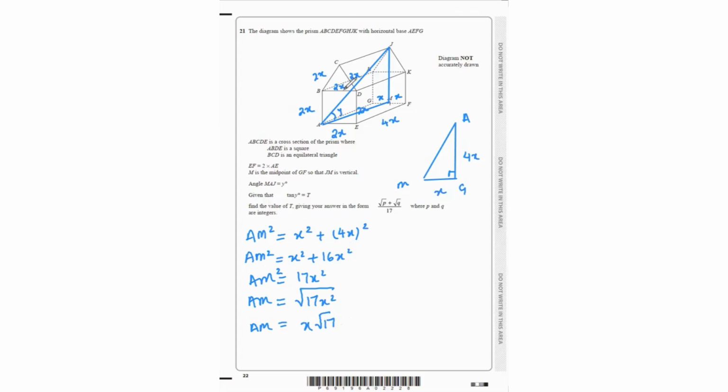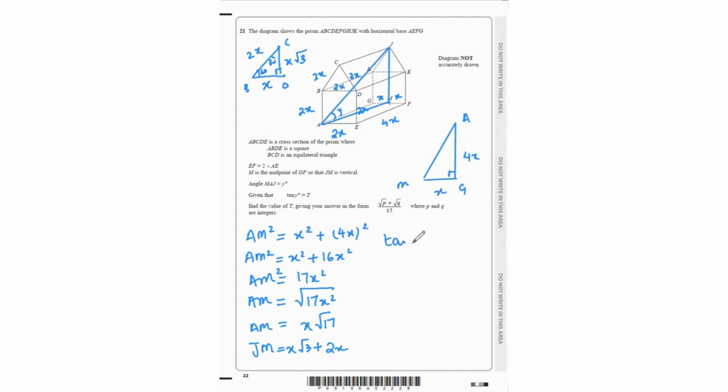Now we're going to use the special triangle ratios in the equilateral triangle to figure out the height of the triangle and then add that to KF to find the value of JM. So using the special triangle ratios, B, C, O. Half of this is x, this is 2x, and this is what we need to find. So if 90 is 2x, 30 is x, 60 is going to be x root 3. So JM is going to be x root 3 plus 2x.